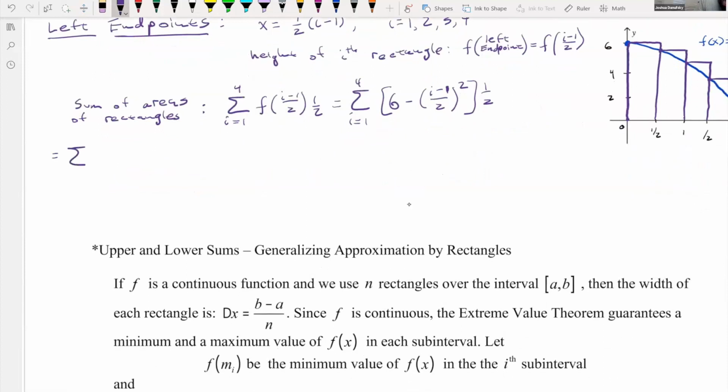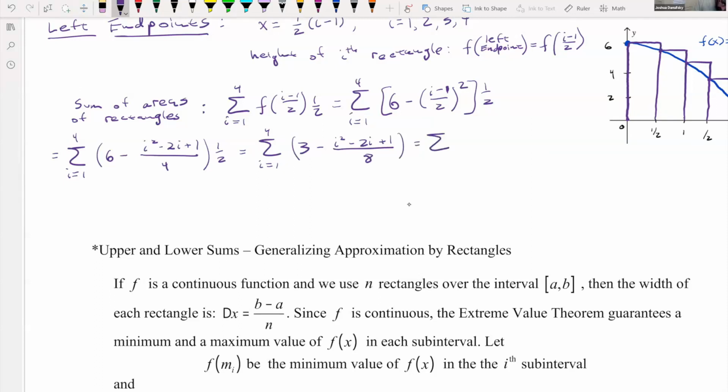We have the sum, i equals 1 to 4. We have 6 minus, well, if we square this, we're going to get (i squared minus 2i plus 1) over 4. And all of that is being multiplied by 1/2. So here we have the sum, i equals 1 to 4. If I distribute the 1/2, I'll have a 3 here minus (i squared minus 2i plus 1) over 8. Like that. Let's go ahead and keep simplifying.